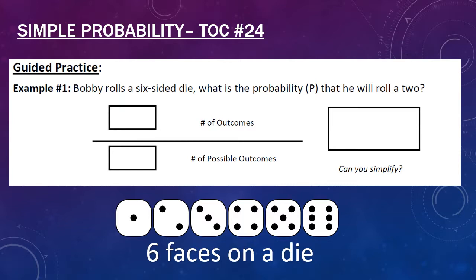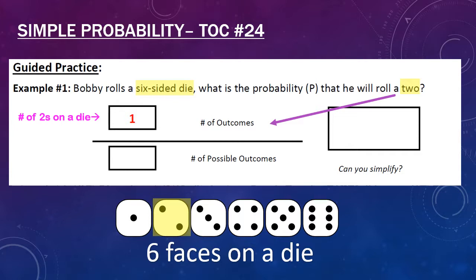So Bobby's rolling a 6-sided number cube or die, and they want to know what is the probability that he will roll a 2. For every single number cube, there are 6 faces or 6 sides, and there are the numbers 1 through 6 on each of those sides. So when we're talking about how many 2s are there, there's only one number 2. So we put that as our numerator because that's what we want to happen. How many number 2s are there on the number cube? There's only 1.